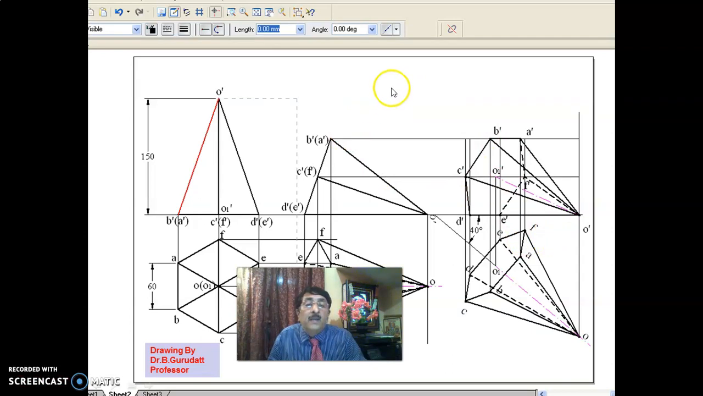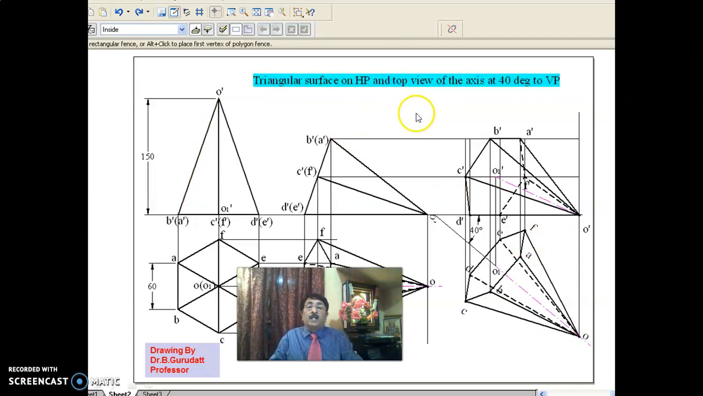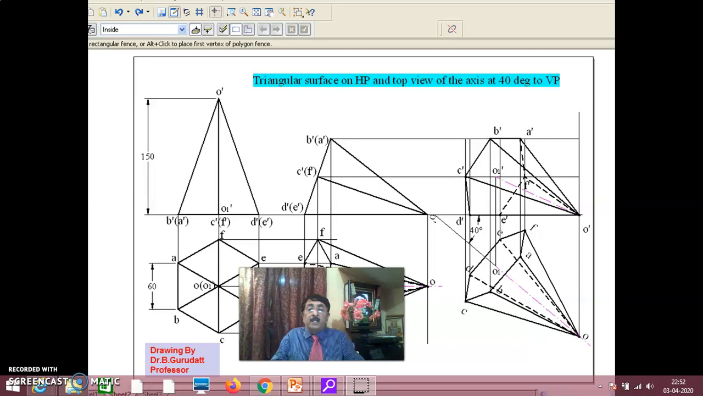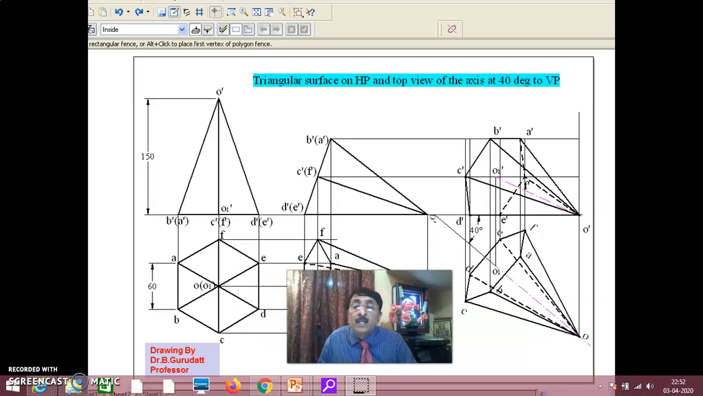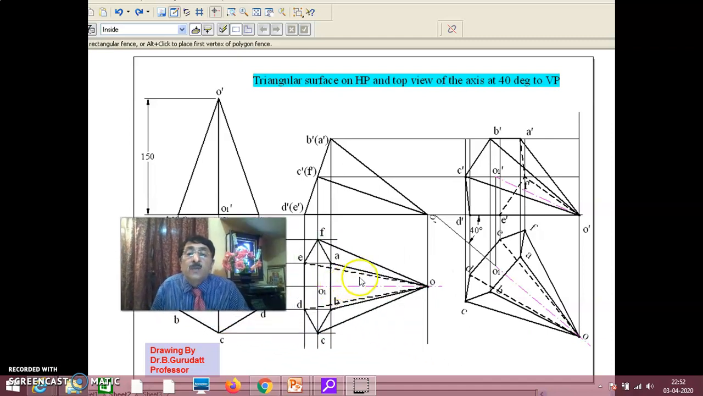Okay. In this way, you are completing a problem on hexagonal pyramid, which says that a hexagonal pyramid of side 60 and height 150 has one of its triangular surfaces on HP with top view of the axis inclined at 40 degrees to VP.